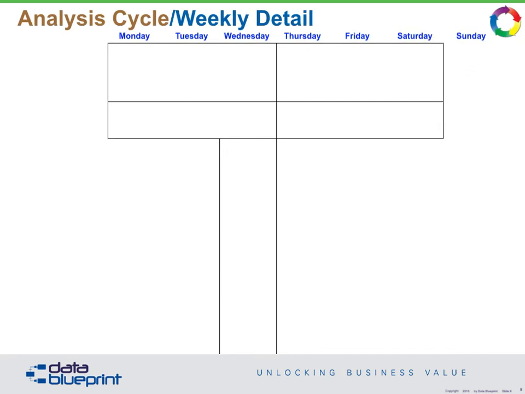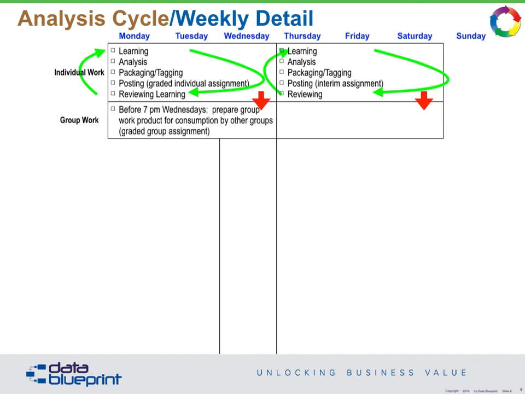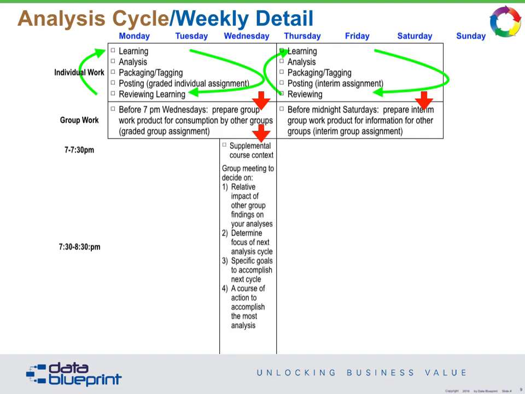Here's yet another way to look at it in terms of blocks of time. Again, individual work, but I hope that you cycle through that individual work, going back and forth. Then before you get together in groups, prepare for work group product consumption. In other words, you're going to find out what everybody else has done, but you've got to show yours as well. It's kind of like calling in poker. Before midnight, prepare on Saturday. Also interim work group products there. And then, as I mentioned before, there's a little bit of preparation in there.